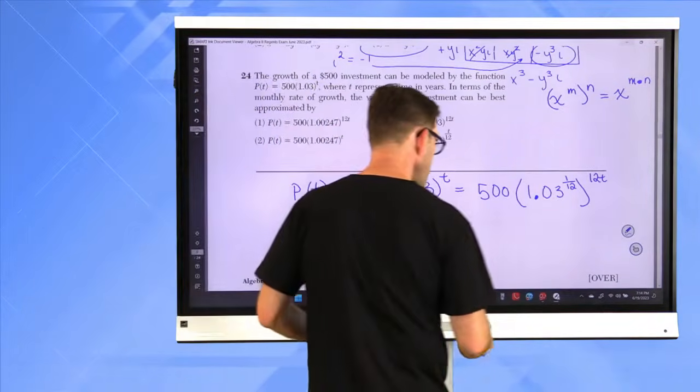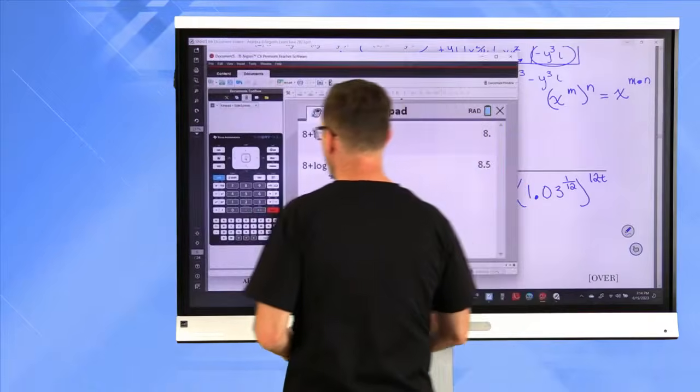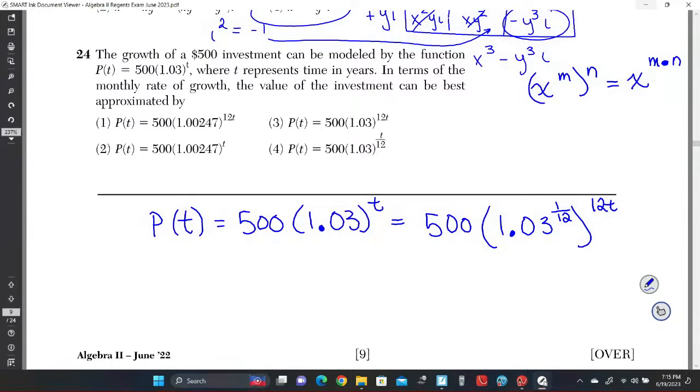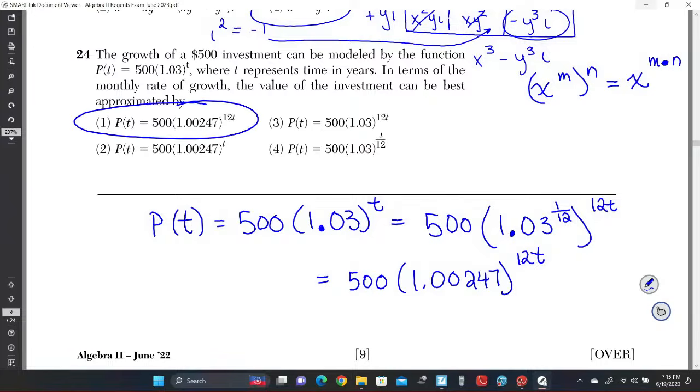Well, let's see what that is really quick. What is 1.03 raised to the 1/12th? Well, that's 1.00246, etc., or 1.00247, let's say. So that's 500 times 1.00247 raised to the 12t, and that is choice 1.